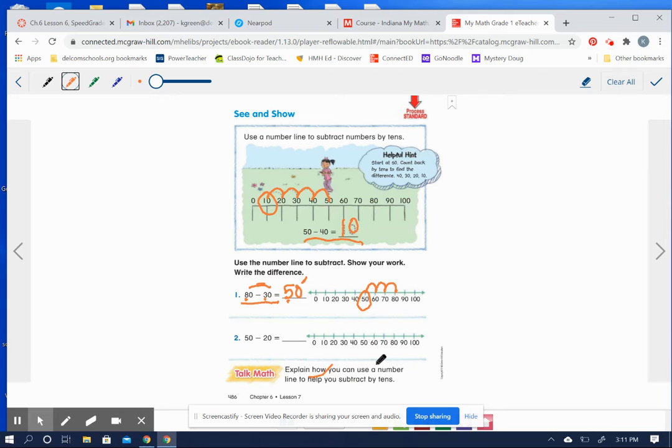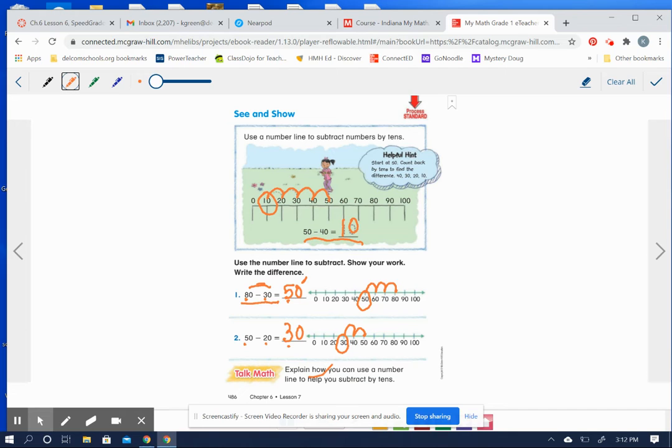All right, 50 minus 20. Start at 50. How many hops back are we going? 20 is the same as 2 tens. 10, 20. And so the answer is 30. 50 minus 20 equals 30.